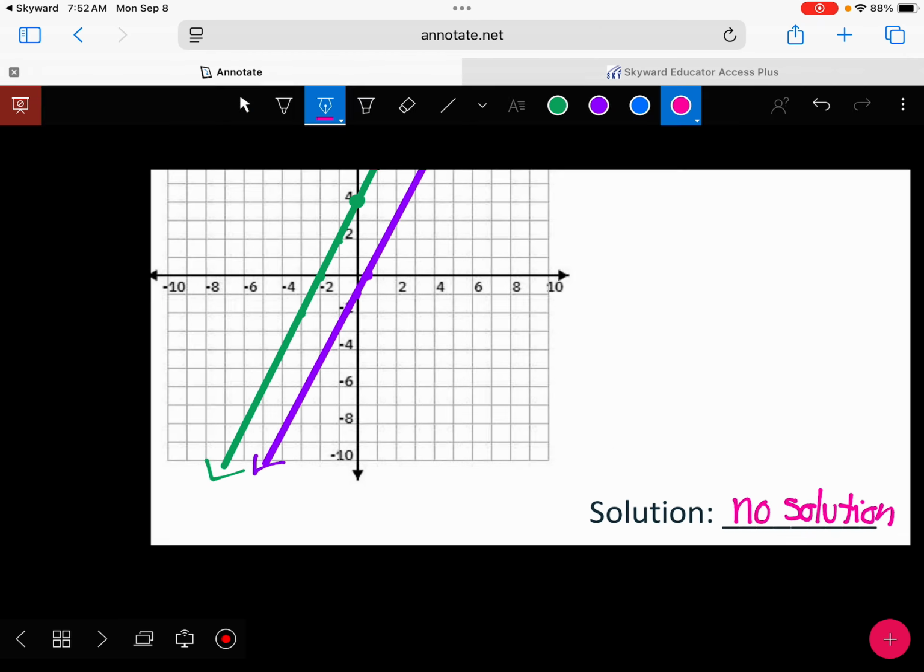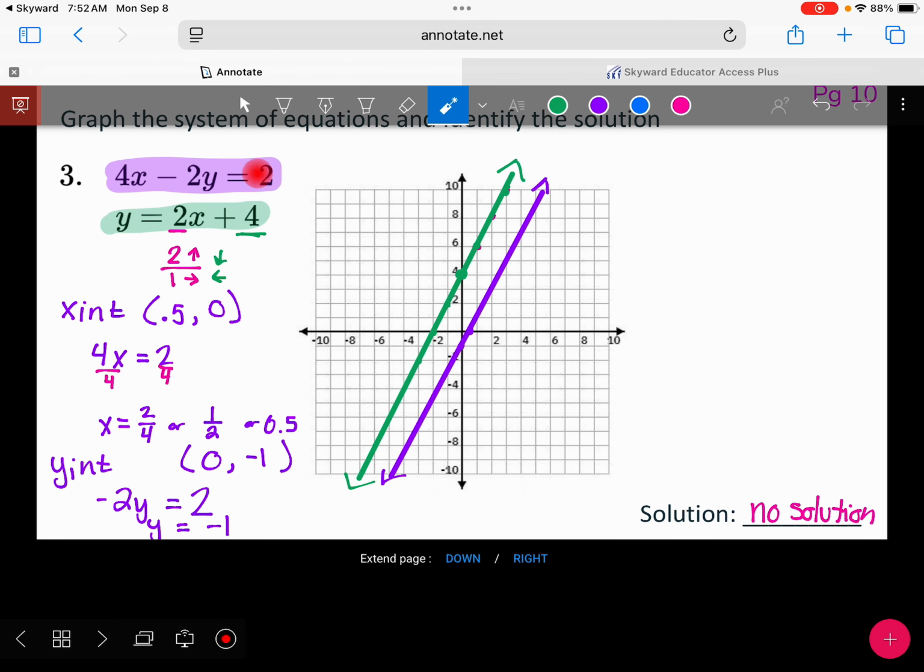If we did solve this into slope-intercept form, what we would wind up with is the exact same slope and a different y-intercept. If they have the exact same slope and different y-intercepts, they are going to be parallel lines. That is the definition of parallel lines: the exact same slope and different intercepts.